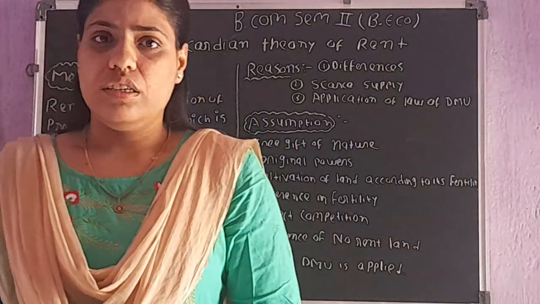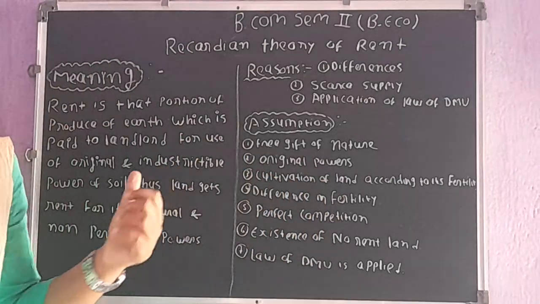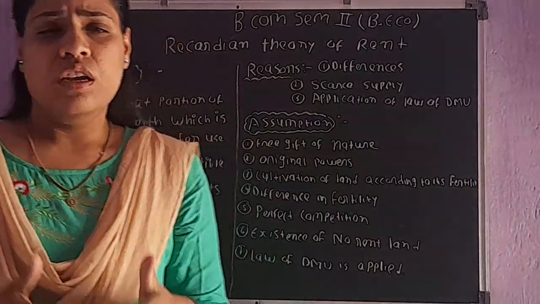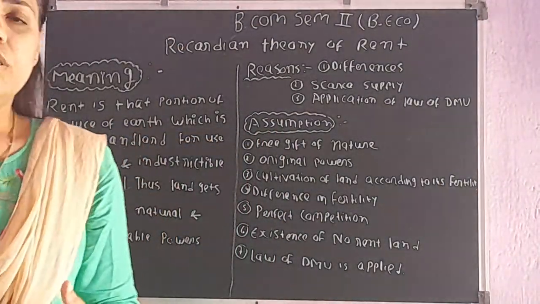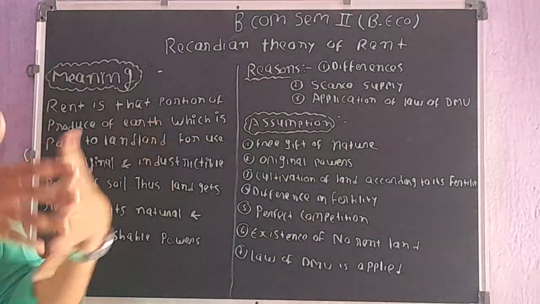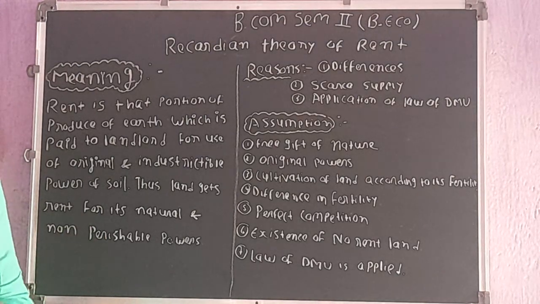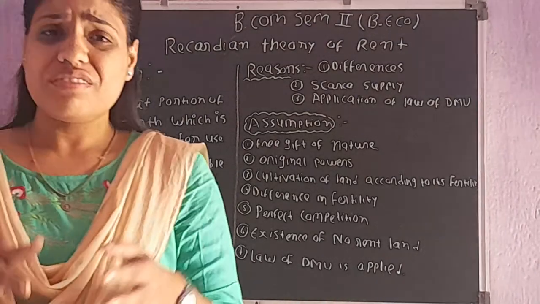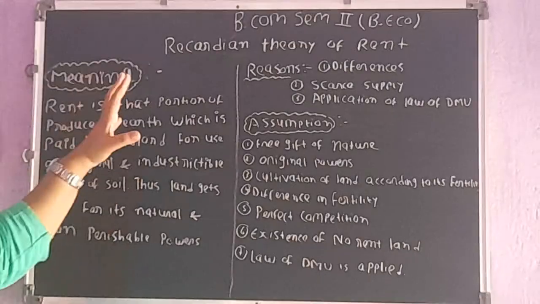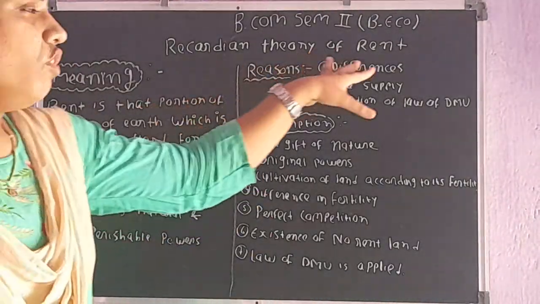When we talk about this theory, it is one of the classical economic theories of rent, and it was given by David Ricardo in the 19th century. Even before Ricardo, there were some economists like Adam Smith and Malthus, who were of the opinion that land acquires rent due to its inelastic supply. But later on, in the 19th century, this idea was given a scientific shape by economist David Ricardo, and that is why this theory is named after him, the Ricardian theory of rent.